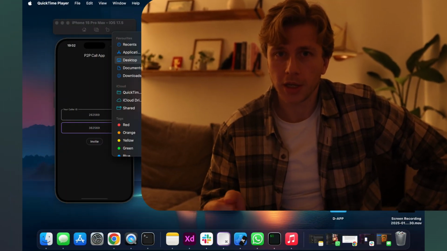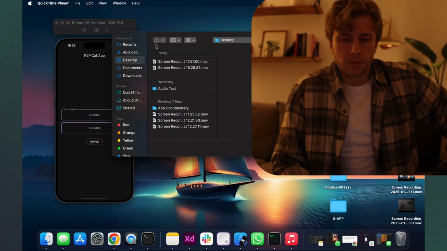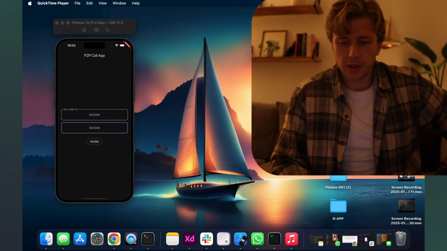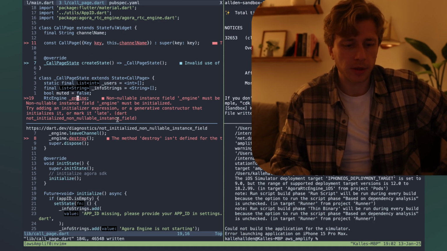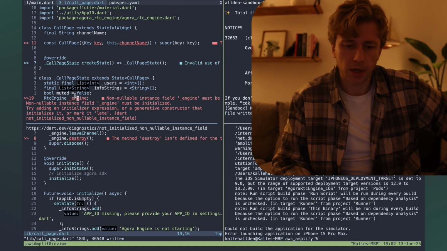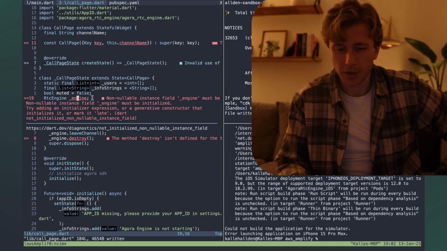Okay, so it's 7 p.m. right now, and I'm gonna call it a day. But we did make progress. I'm on my way with this, and I think I'm gonna be able to do it pretty easily.